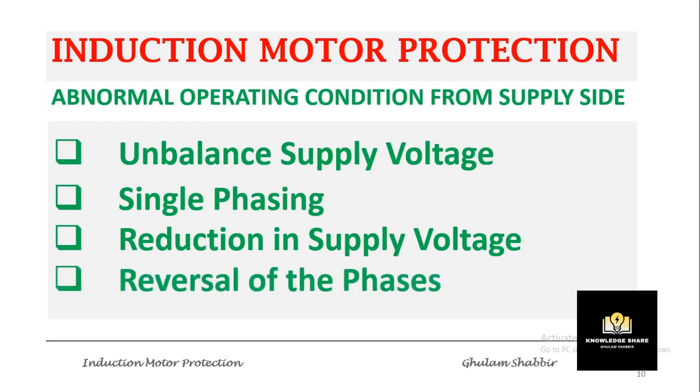Next is the reversal of the phases. When there is a reversal of the phase sequence, the motor rotates in the direction opposite to its normal direction of rotation. In several applications, such as hoists and elevators, this is a very serious hazard. So in such a situation, a phase sequence detector, which is generally a part of an undervoltage or overvoltage or a negative phase sequence protection scheme, can be used to trip the motor.